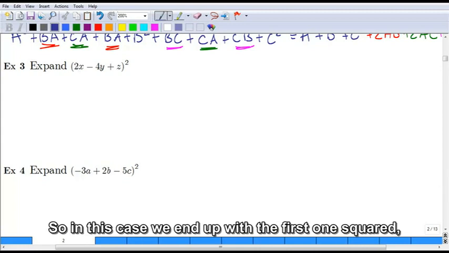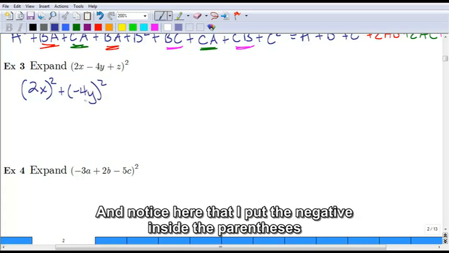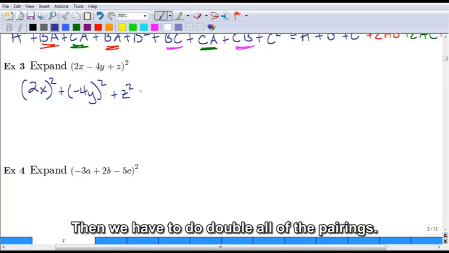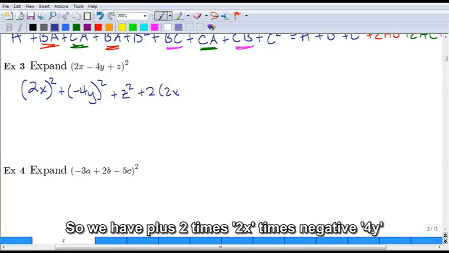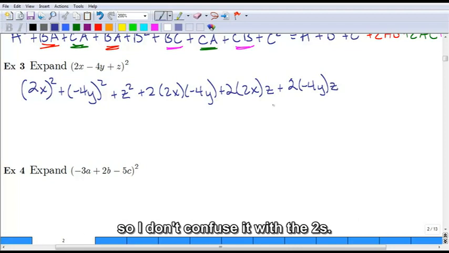So in this case, we end up with the first one squared, which would be 2x squared plus negative 4y squared. And notice here that I put the negative inside the parentheses so that we know to square it, plus z squared. Then we have to double all of the pairings. So we have plus 2 times 2x times negative 4y plus 2 times 2x times z plus 2 times negative 4y times z. And notice that I put a line through my z so I don't confuse it with the 2's.